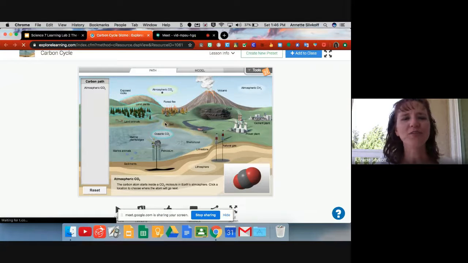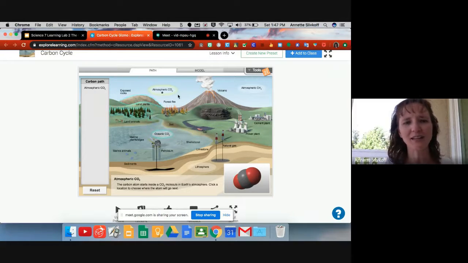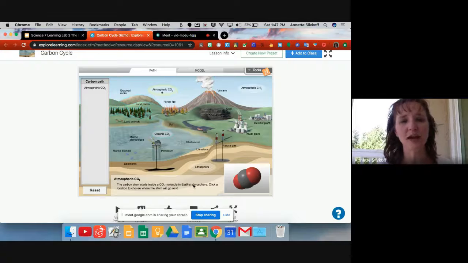So we're going to follow carbon atoms throughout the ecosystem. When they're highlighted up here in yellow, that means that is where the carbon is right now. So this carbon atom happens to be atmospheric CO2, or carbon dioxide. It tells you down here, the carbon atom starts inside a CO2 molecule in Earth's atmosphere. Click a location to choose where the atom will go next. The places where it can go are going to be highlighted in blue.